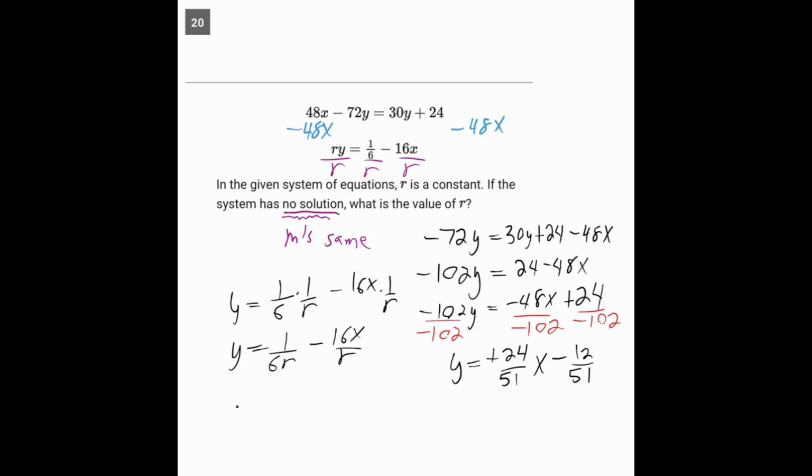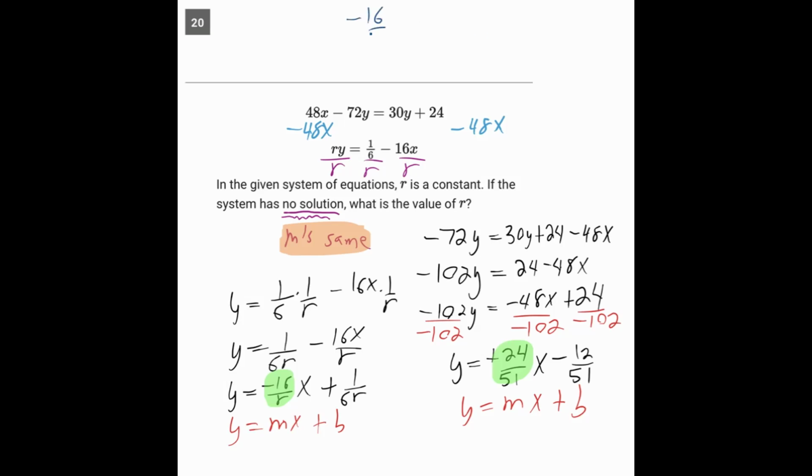Let's reverse that to make it look like y equals mx plus b. So y equals negative 16 over r times x, plus 1 over 6r. So now we've got our y equals mx plus b for both of them. And from the beginning, we knew that the slopes had to be the same. So now we have our m's, negative 16 over r and 24 over 51. So we'll set them equal.